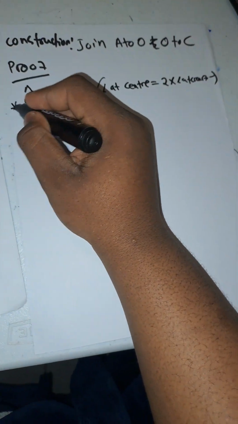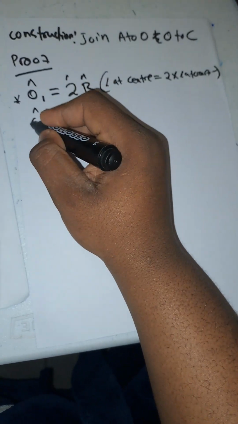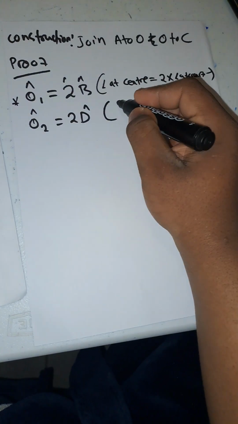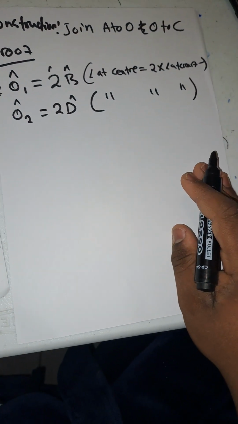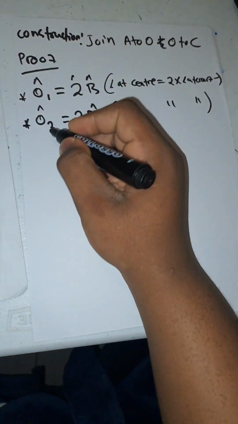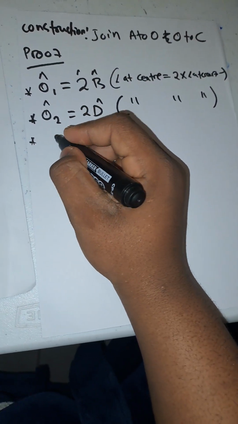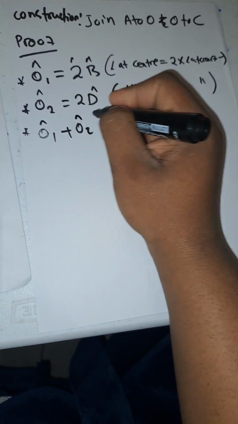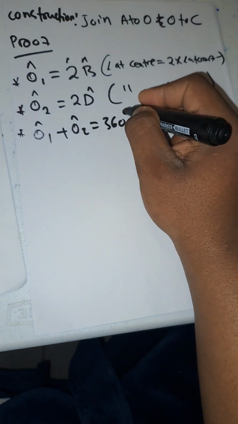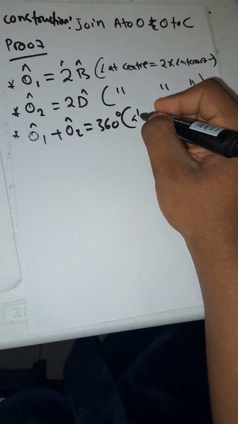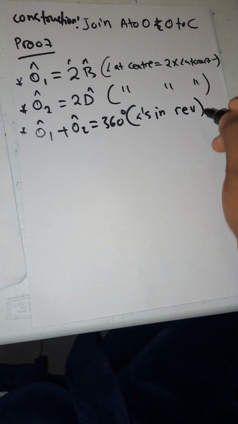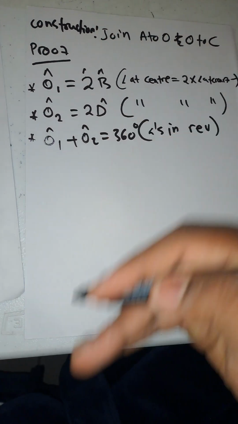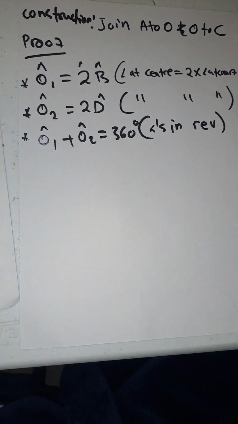And then the other thing that you can do is say angle O2 equals 2 times D. Same reason there. But what I can see is that O1 plus O2 equals 360 degrees because these are angles in revolution. If you know your theorems, you know what I'm talking about, because this is just something for free. I am just helping you there.